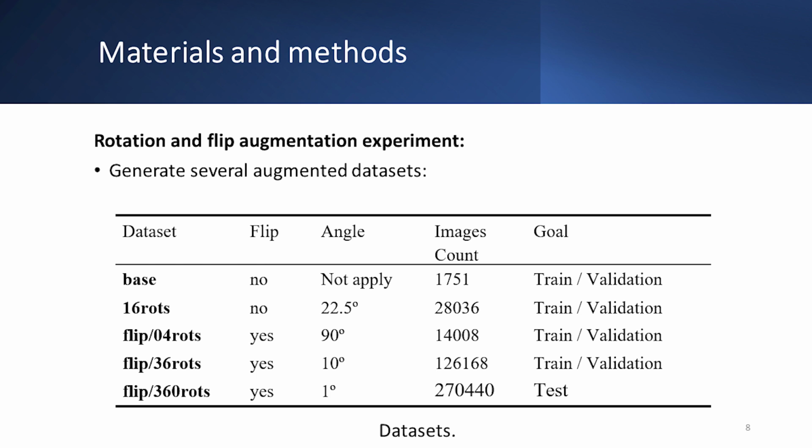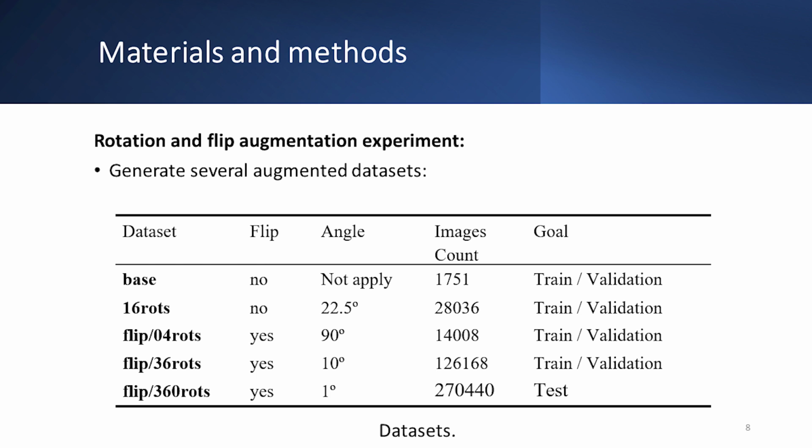The base dataset was not augmented. It contains 1,751 training images. The next dataset has a rotation augmentation with a 22.5 degree angle, greatly increasing the training subset. To the flip/4 dataset was applied a horizontal flip augmentation and 4 rotations multiples of a 90 degree angle.